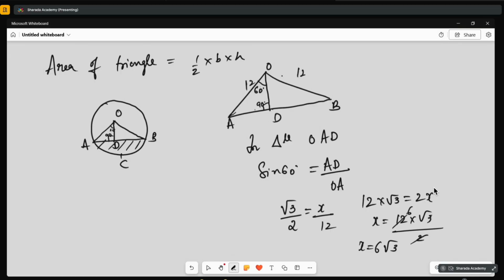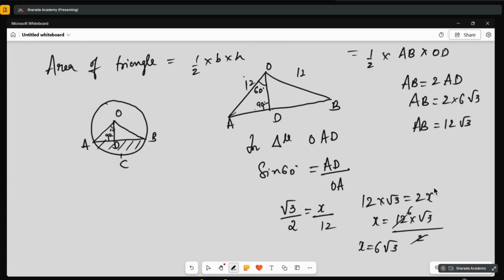I want, see in this triangle, what is the area I will get? Half into base, which is AB, into height OD. What is AB equal to? 2 times AD. That's right. Okay. So AD is this. So what is AB now? 2 into 6 into root 3, or AB is 12 root 3.